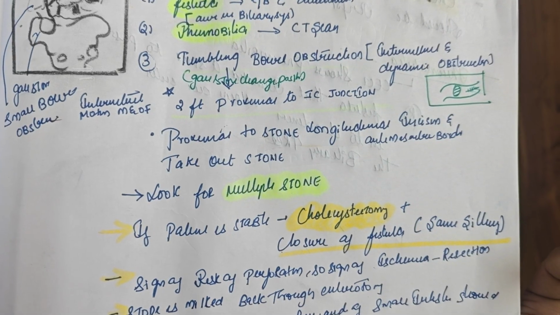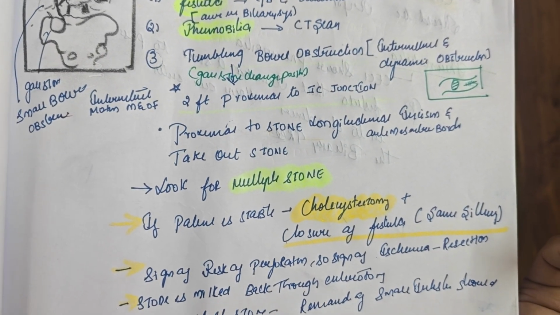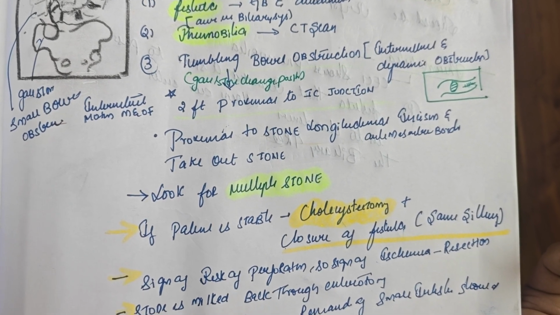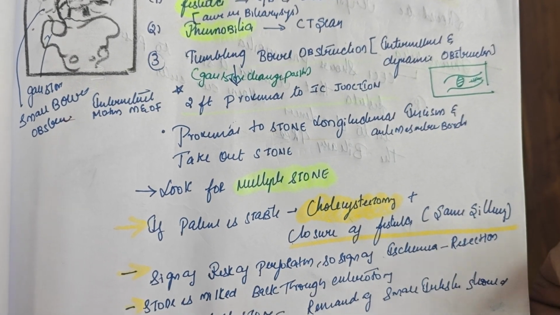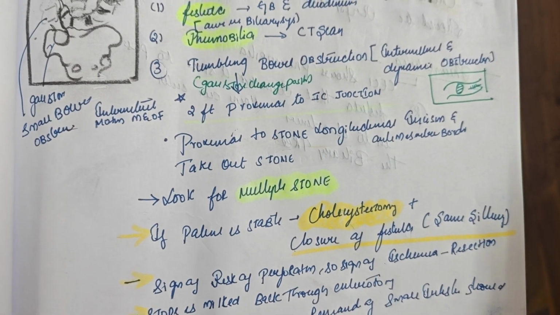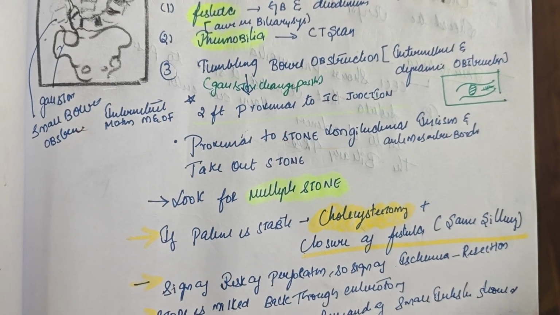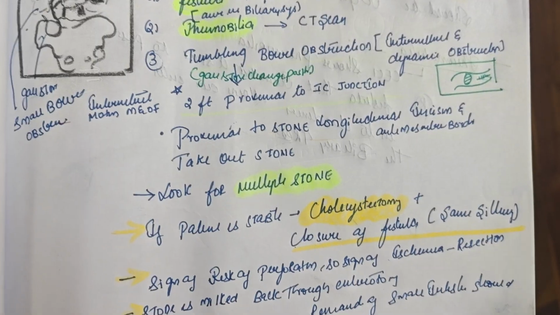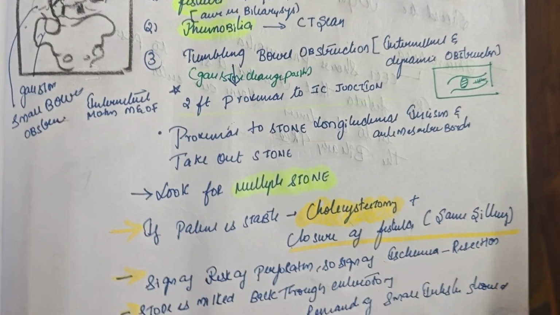Say for example, a patient has come, the patient is stable, the vitals are stable. Since the stone is coming from the gallbladder, I do a cholecystectomy. Good. And I close the fistula. Fistula is a tract. I do the cholecystectomy and the closure of the fistula at the same sitting.